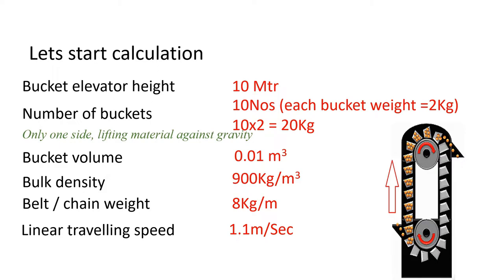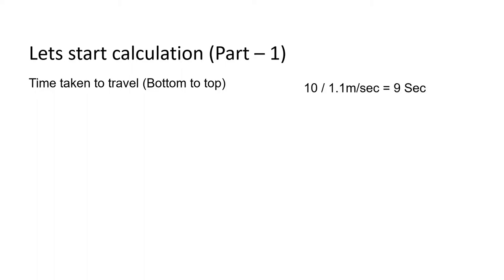The calculation, we can start now. How much time travel from bottom to top? The total height is 10 meter, 1.1 meter per second is the linear speed. And we have the total time from bottom to top is 9 seconds.